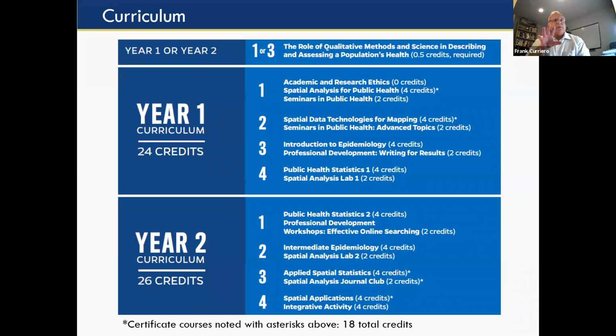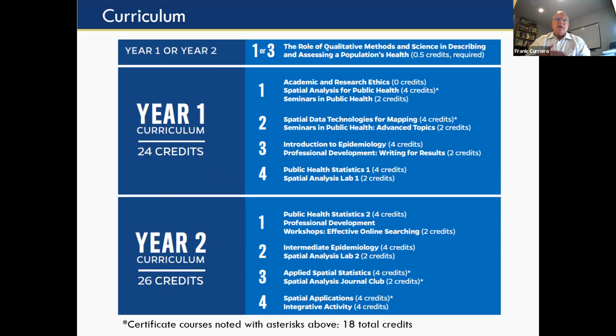Hopkins is split up into quarters. We call them terms. So there are 4 quarters for the entire academic year, 2 terms per semester. Term 1 is 8 weeks. Term 2, which is what we're in now, is another 8 weeks. We start students out with a spatial analysis for public health class. This course is devoted mostly to learning the GIS software, the ArcGIS Pro software, which we now use, which is developed by the ESRI company. So that would be your first 8 weeks.